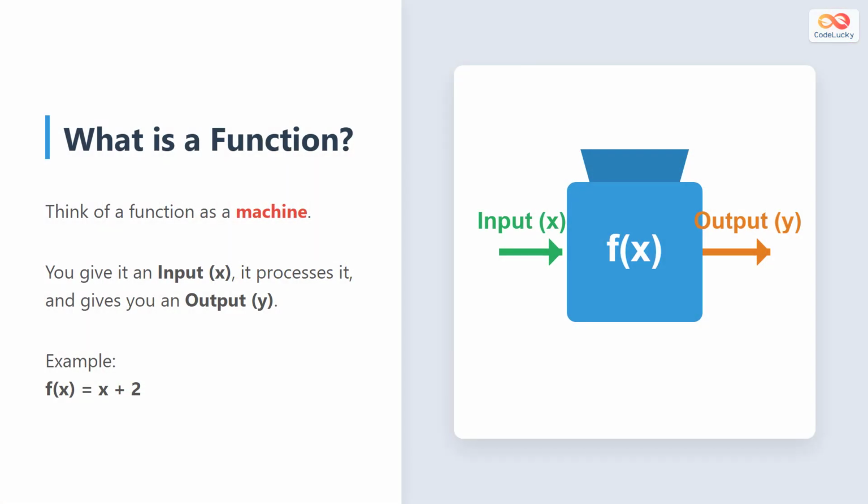Before we define domain, let's briefly recall what a function is. Imagine a machine. You put something in, which we call the input or x. The machine does some work and it spits something out, which is the output, or y, for example. If the function adds 2, putting in a 5 gives you a 7.